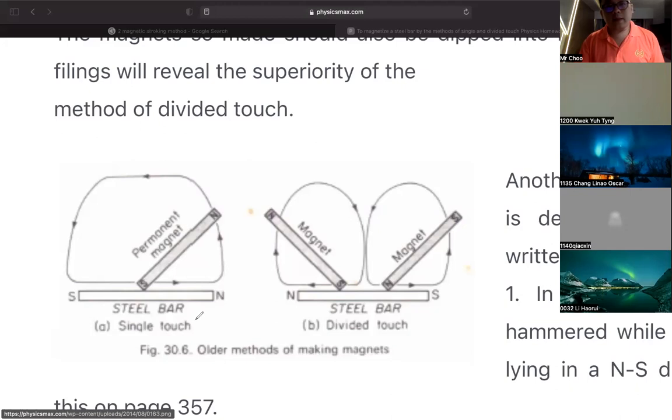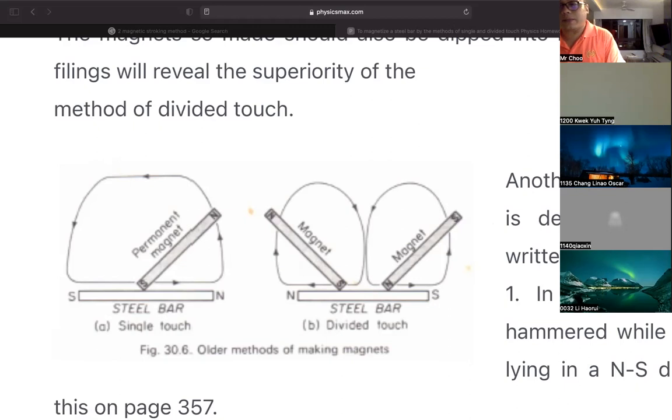This is the single magnet method, and this is the double magnet method. Can you see here, this is the north pole. The north pole that leaves the bar will become the south pole. The south pole that leaves the bar will become the north pole. You can also do it the opposite way: put the north pole here, stroke it away, and this part will become the south pole. If you are clear about the single stroke and the double stroke method, give me a thumbs up.